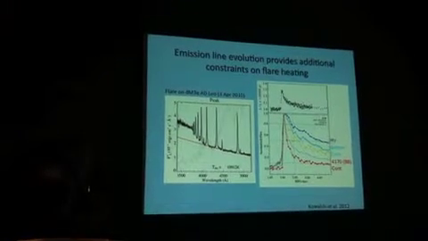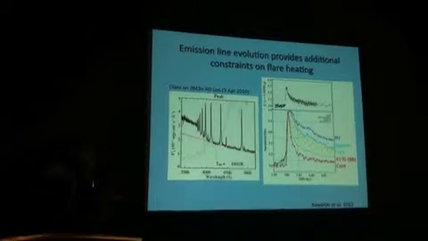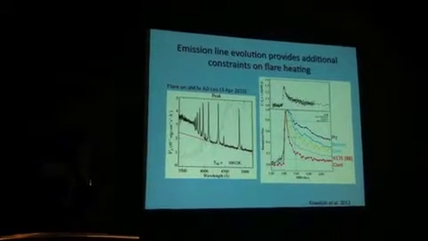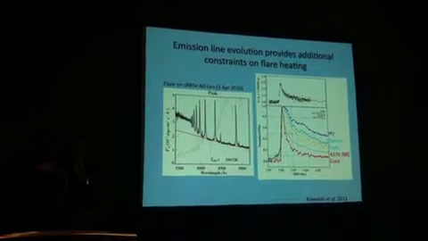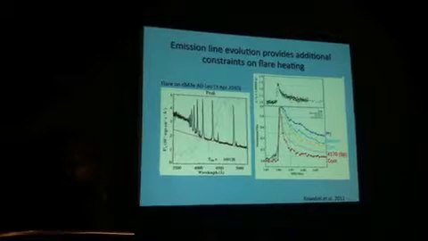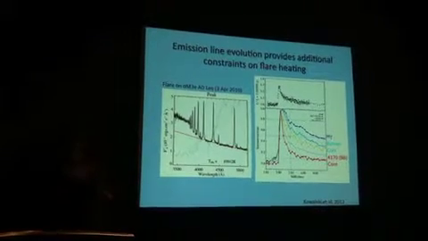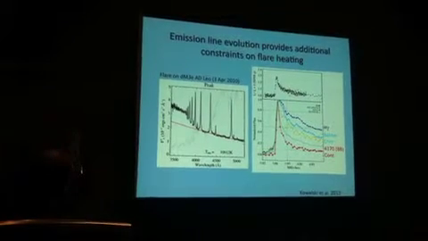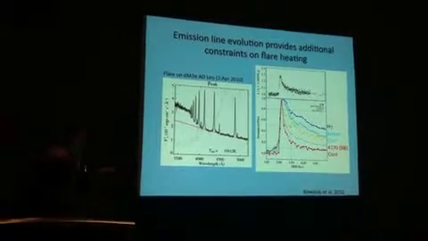Okay, so we have a lot of information on the emission line evolution throughout all of our flares. And the emission lines are important because they give you constraints on heating at different layers in the atmosphere. Also, by comparing the evolution in the emission lines to the evolution in the continuum, you can start to understand the origin of the continuum.